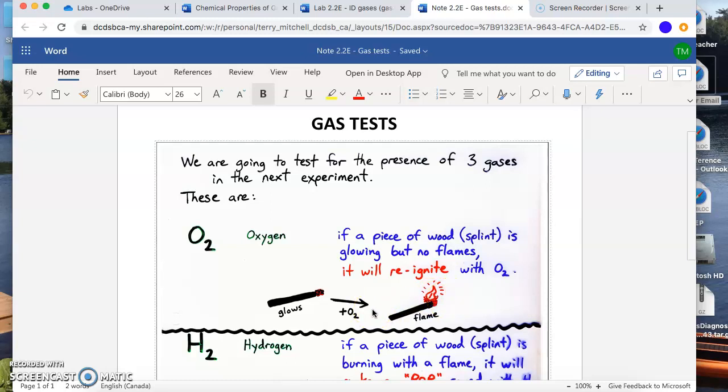So what we do is we get a popsicle stick or a splint that is on fire. We blow it out so it just has a little orange end to it, that little glowing end. And we put that into contact with oxygen gas. And what happens is it'll either glow brighter or, more times than not, burst back into flames. Now we know fire has 3 ingredients: heat, fuel, and oxygen. And what we're doing here is adding more oxygen to that ratio, and it's burning brighter.